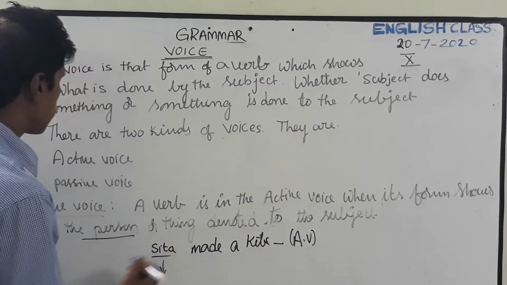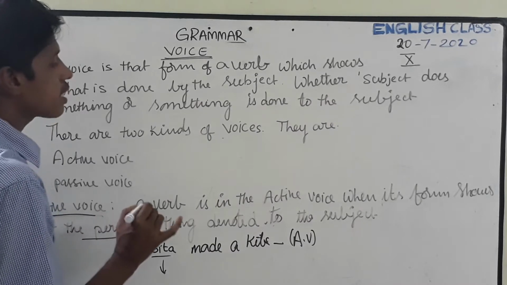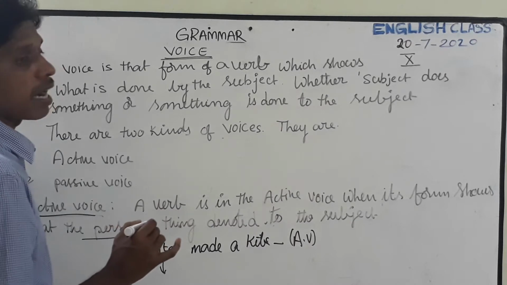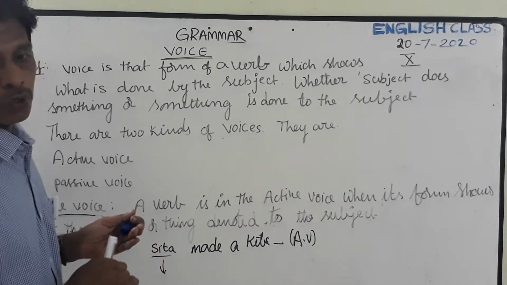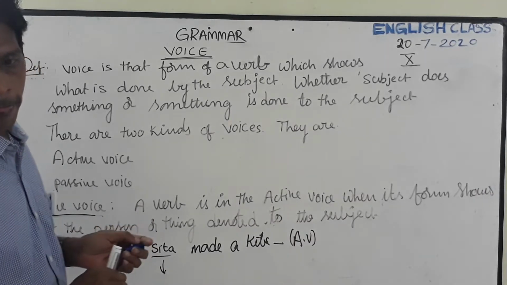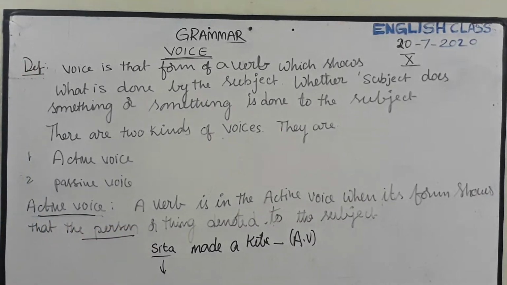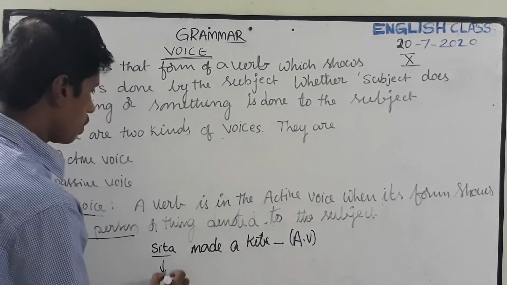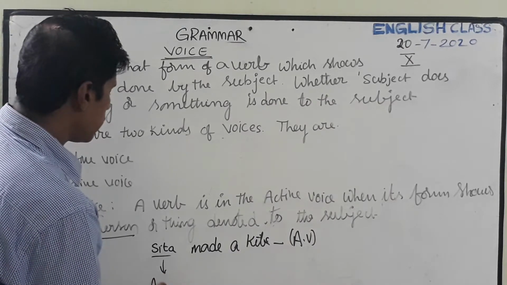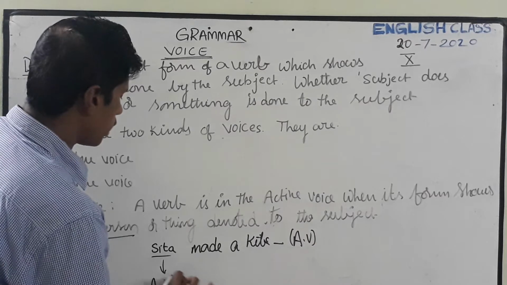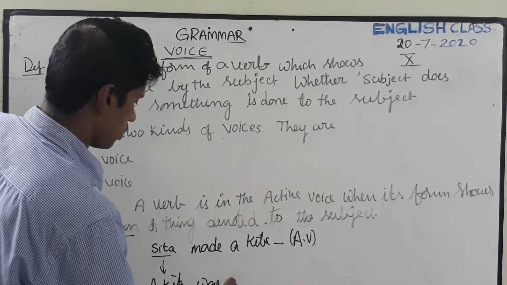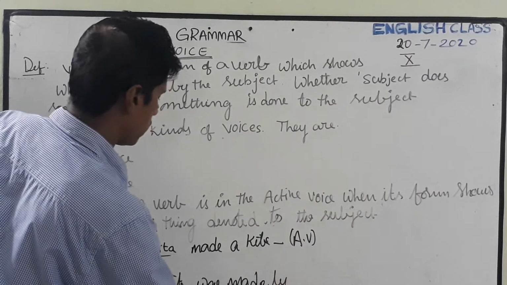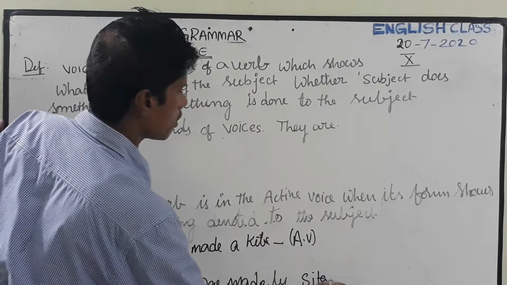And what is the passive voice? Passive voice is a voice when it shows that the person or thing is denoted by the subject. So there are two voices here. Here it is active voice, and A kite was made by Sita. This is passive voice.